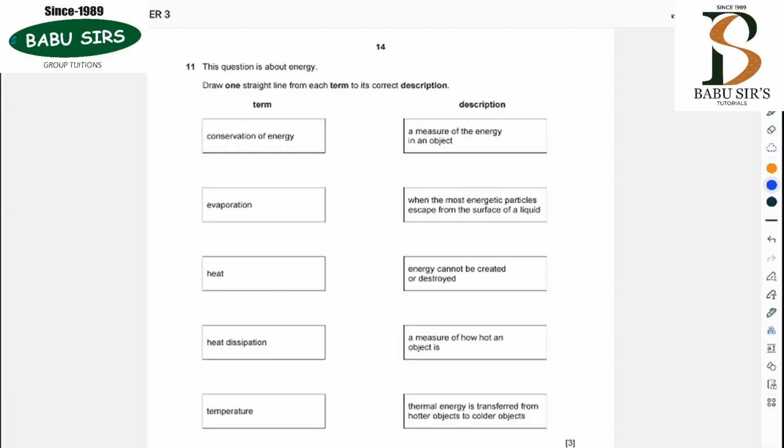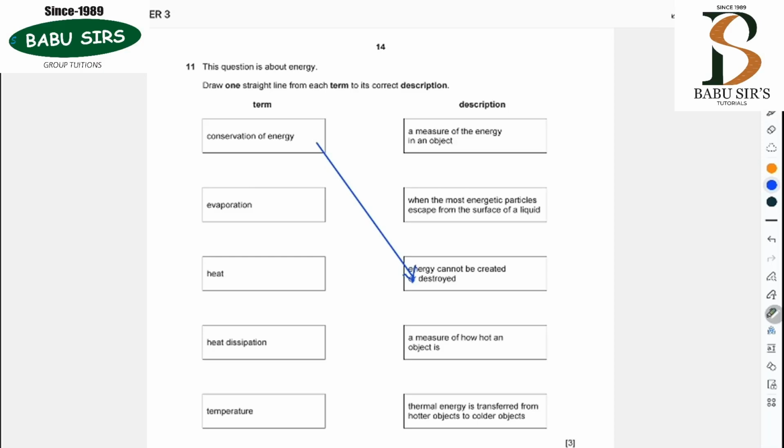Next question is question number 11. This question is about energy. Draw one straight line from each term to its correct description. Now all these definitions are correctly written in the textbook. You have to just check the definition and mark it. So conservation of energy means energy cannot be created nor destroyed. It can be just transferred. So you can just mark the line here.